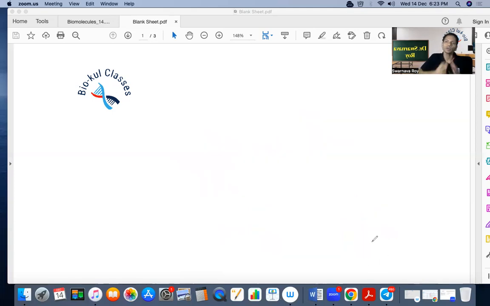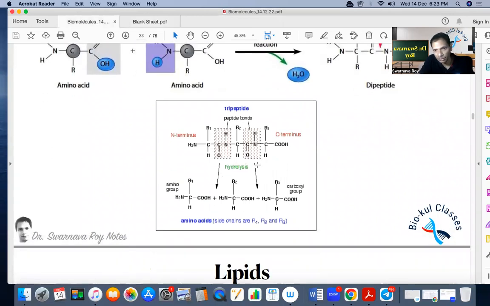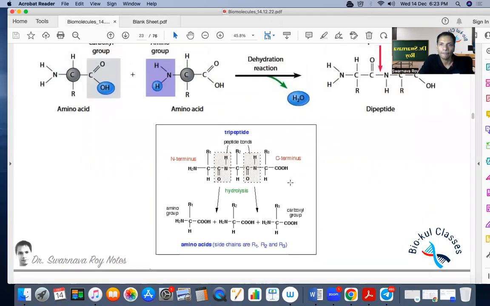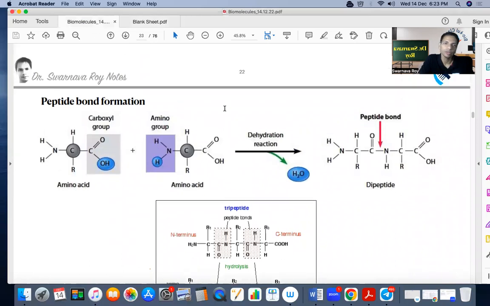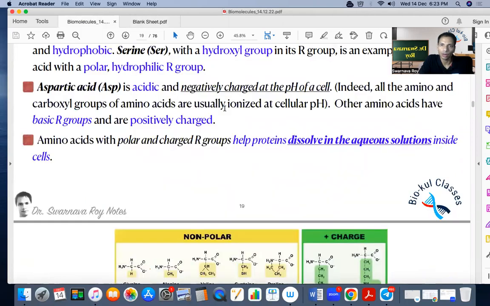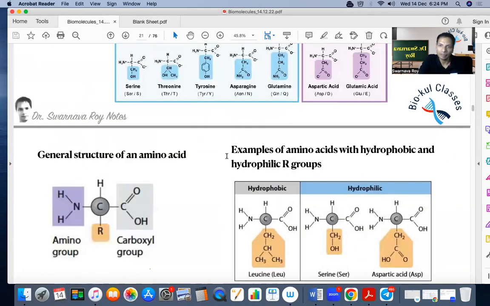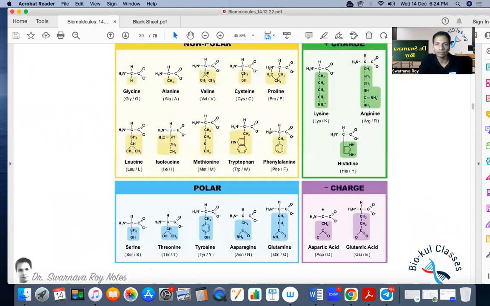So we learned today what is an amino acid. Let's summarize today's class. This is a hydrolysis reaction. As you can see, the peptide bonds are broken, and they're back to their amino acids. Today we learned about amino acids. They have an amino group and a carboxyl group, an alpha carbon, and a side chain. Depending upon the side chain, we have 20 different kinds of amino acids.